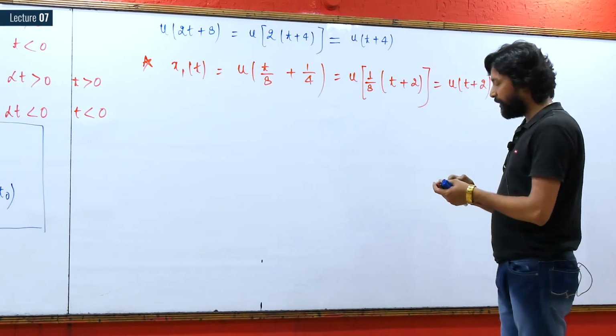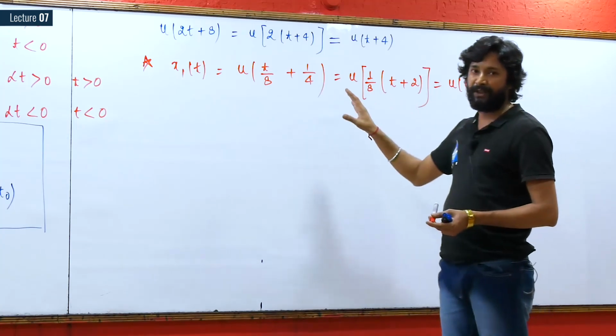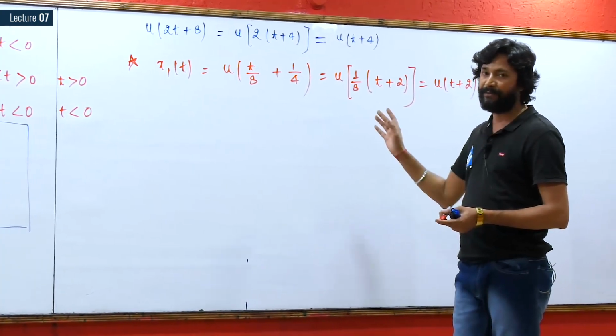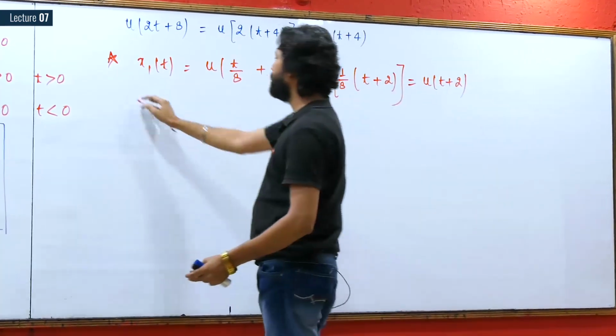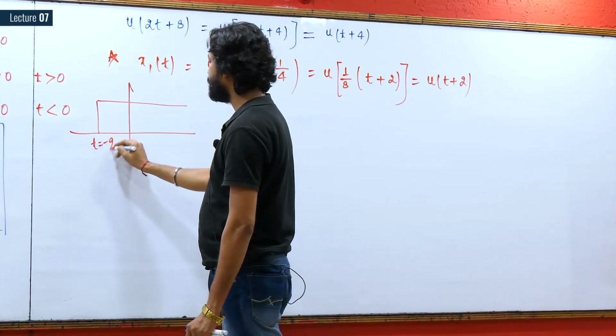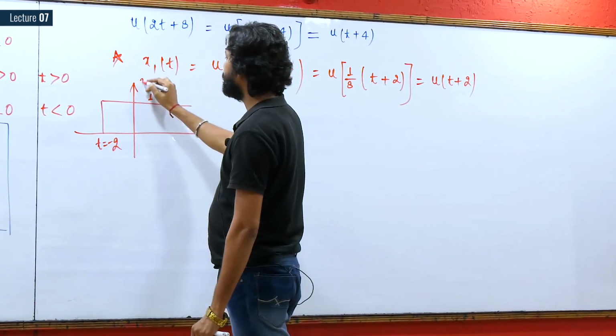So if you have to plot u of t plus 2, you don't have to apply any operations. You just directly shift the unit step function towards the left-hand side by 2 units and that will be the answer. So this function is going to be like this, that is u of t plus 2, starting from t equals minus 2 having value 1. It is your function x1 of t.